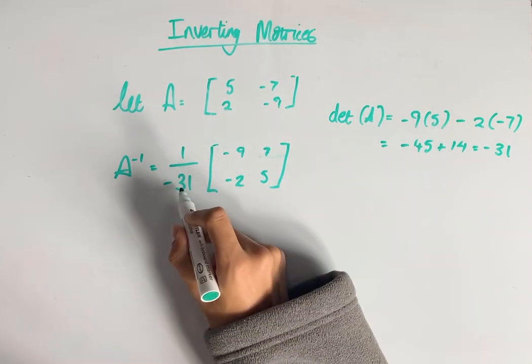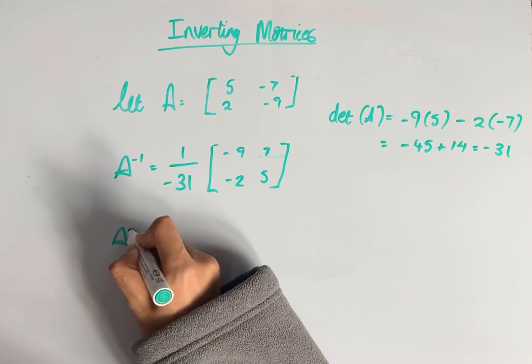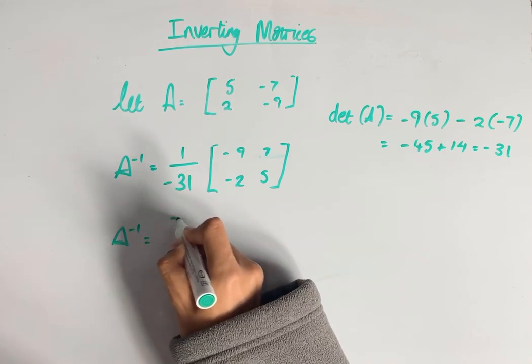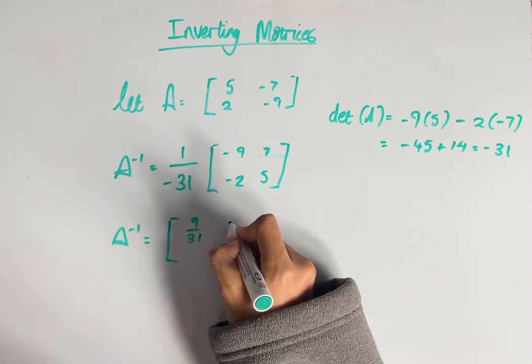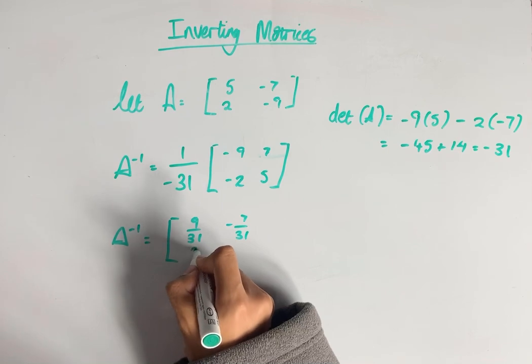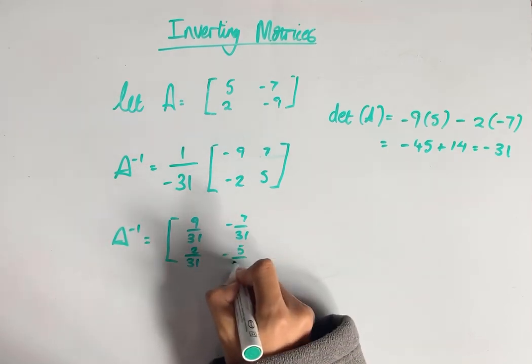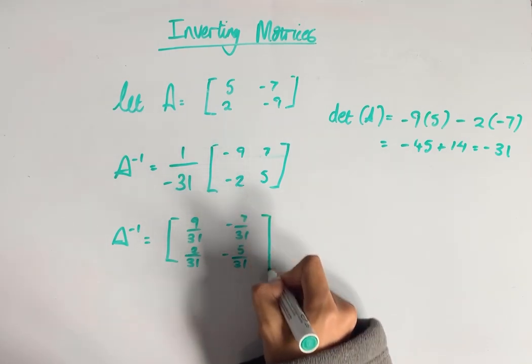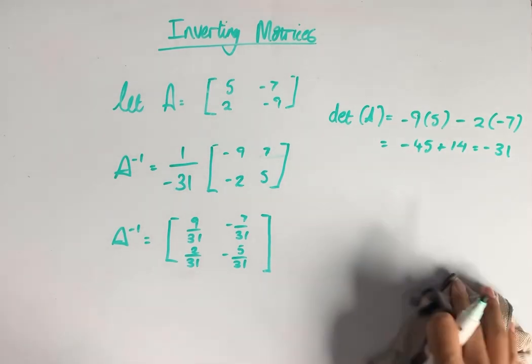Now, because this is a scalar, we just multiply this by each element in the matrix. We find that A minus 1 is given by 9 over 31, minus 7 over 31, 2 over 31, and minus 5 over 31. So that's how you find the inverse of a 2x2 matrix.